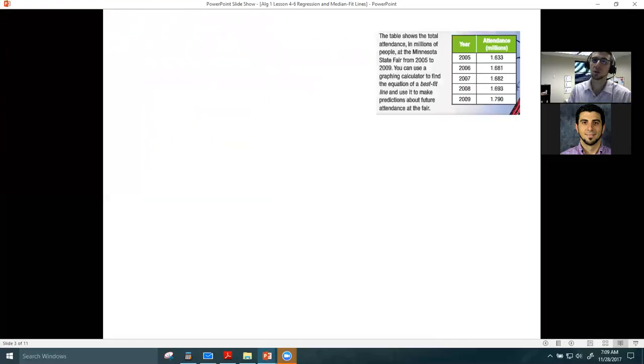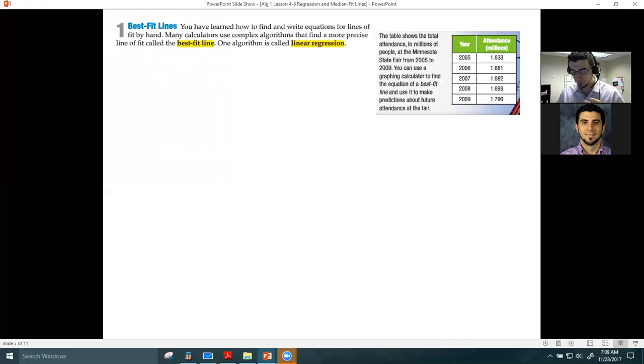All right, so this table shows the total attendance in millions of people at the Minnesota State Fair from 2005 to 2009. And you can use a graphing calculator to find the equation of a best fit line and use it to make predictions about future attendance at the fair. Now, if you just try to go point by point and get the slope, you're not going to get a consistent slope. But when you graph the scatter plot, you'll see that the points have a positive correlation.